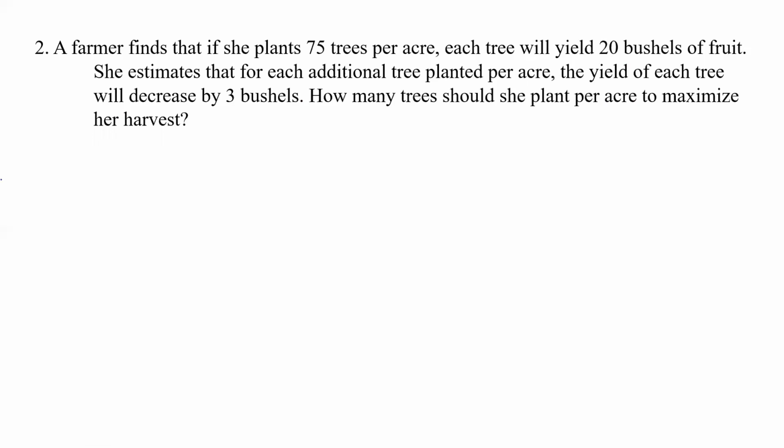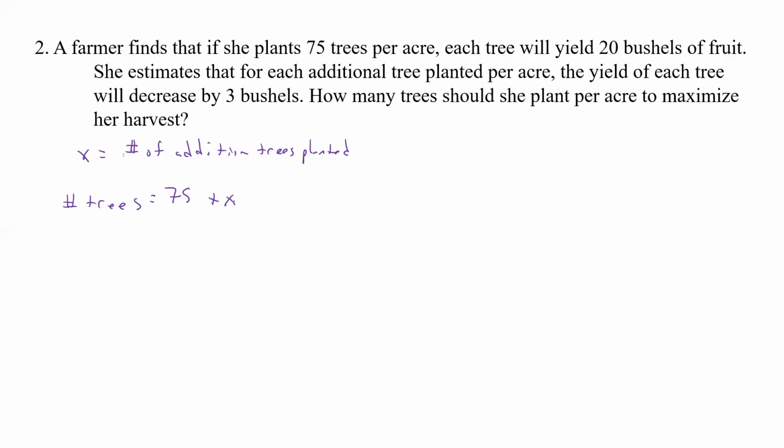All right, well, so we know each additional tree planted per acre is going to decrease it. So let's let x, so we need to kind of figure out x. That's going to be the number of additional trees planted. Okay, so let's let that equal that. Now, how many trees does she plant? She's going to plant 75. That's the max. So every time she adds another one, if we have the number of trees she eventually is going to plant, well, that's going to be 75 plus x.